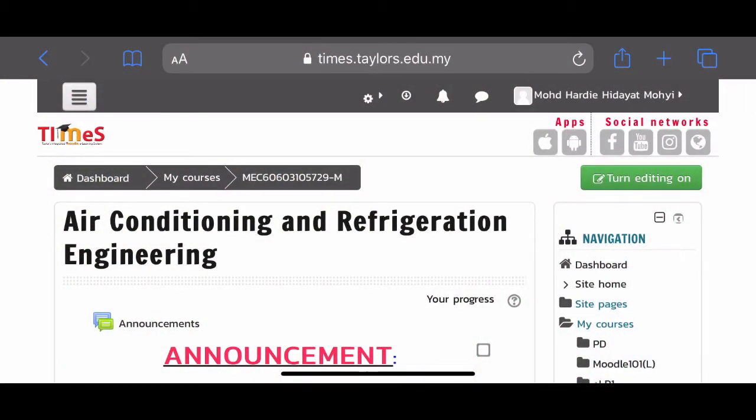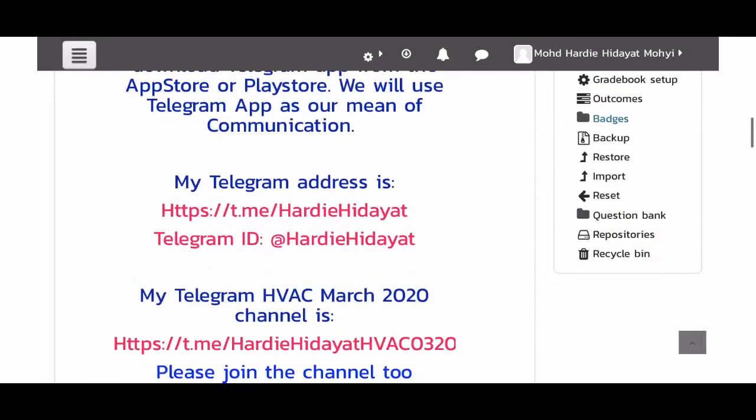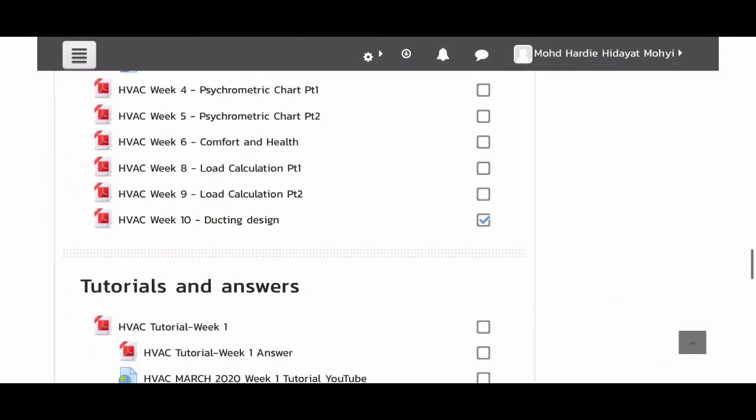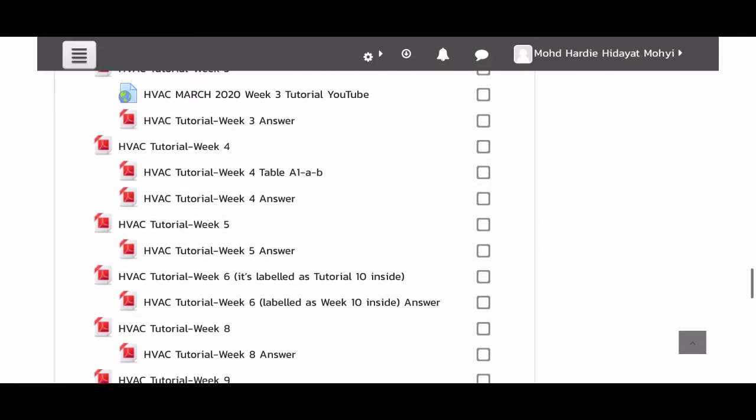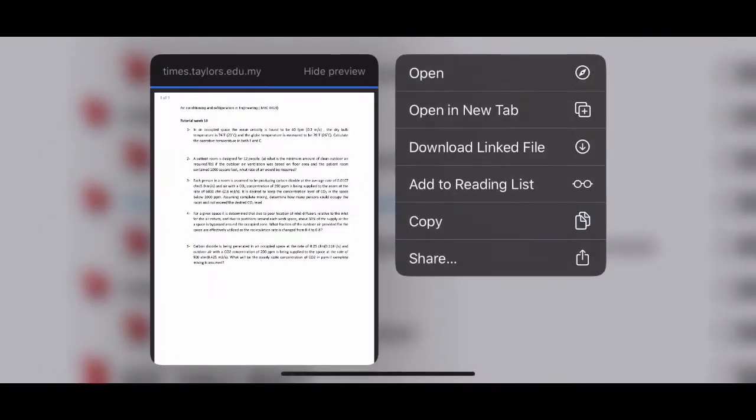Welcome to our times page, air conditioning and refrigeration engineering. Let's scroll down to the tutorial section and find the HVAC tutorial week 6, although it says it's labeled as tutorial 10 inside. If you click on that, you will see it is labeled as tutorial week 10, but it is apparently tutorial week 6. This was previously done, and I didn't bother to change it.